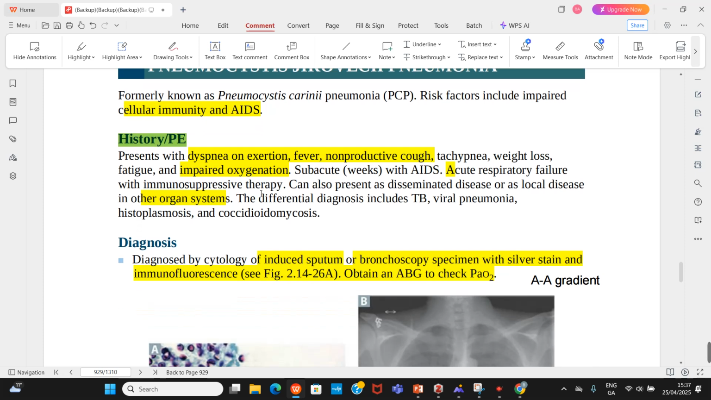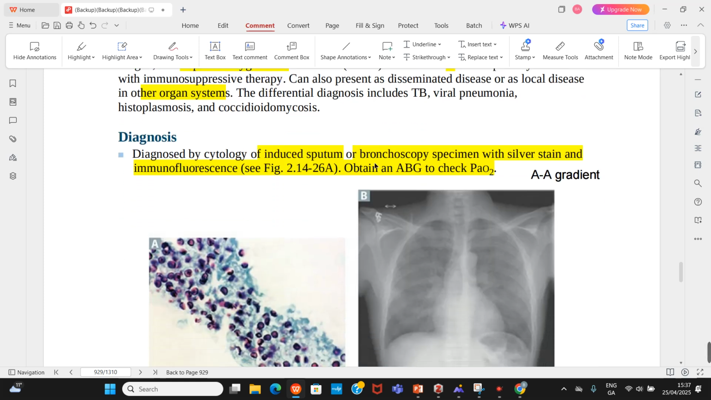So how would they present? They are going to be having features of pneumonia that is going to be atypical. Why? There's going to be non-productive cough. So there's fever, there's dyspnea on exertion, there's non-productive cough, weight loss, impaired oxygenation, all those things like that. We are going to see it in the question.